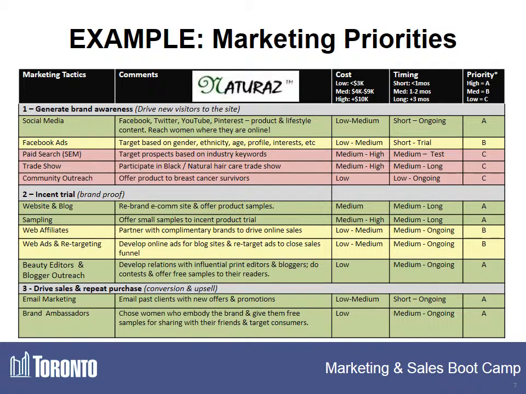Other green tactics are website and blog. This is under number 2 in scent trial, and sampling, and beauty editors and blogger outreach. So once again, those 3 tactics are better designed to create trial. Your website is critical. If you are selling online, if you are an e-commerce website, your website is everything. It's absolutely crucial. So you have to make that an A priority.